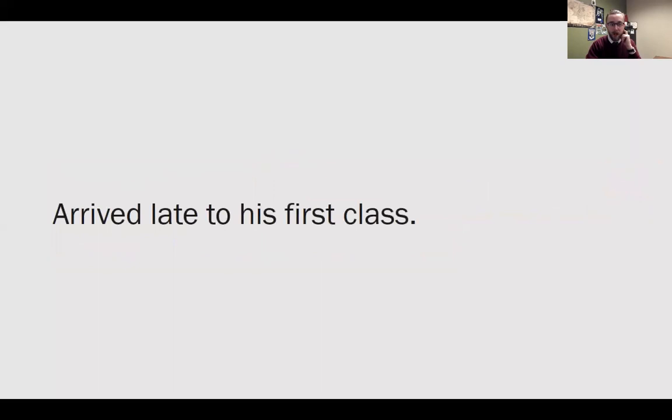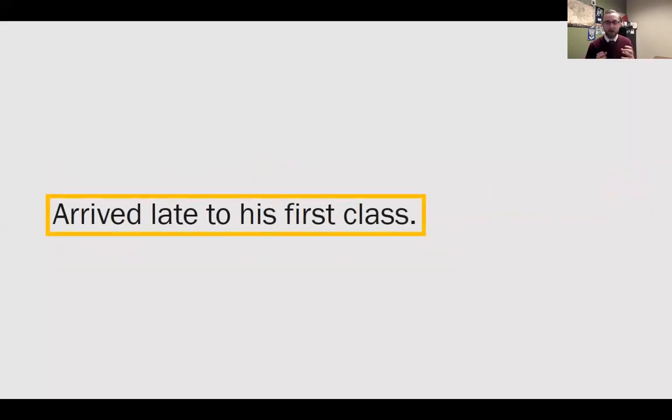Here's another sentence. Arrived late to his first class. So tell me what's going on here. This is a fragment. It's missing something. We have an action, arrived late to his first class. We have basically a predicate with no subject. And obviously when I say it out loud, it sounds incomplete. Arrived late to his first class. We don't know who or what is arriving late to his first class. It could be Tom. It could be a dog at obedience class. It could be, who knows? We need that subject. And without that subject, this is a fragment.